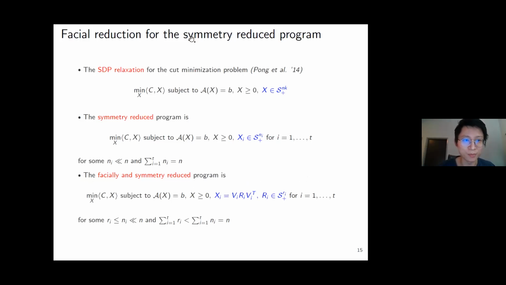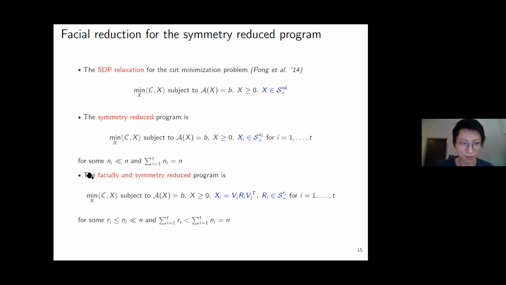So what does it mean in our cut minimization example? Here is just an SDP relaxation for the cut minimization example that you've seen before. And here's the symmetry reduced program where we have replaced our PSD constraint by some smaller PSD constraints, where Ni is typically much smaller than what it should be, Nk, where the sizes sum up to Nk.